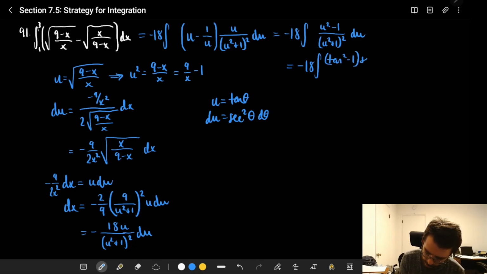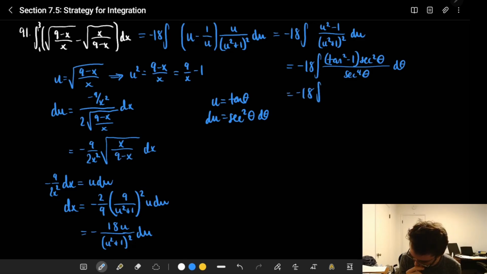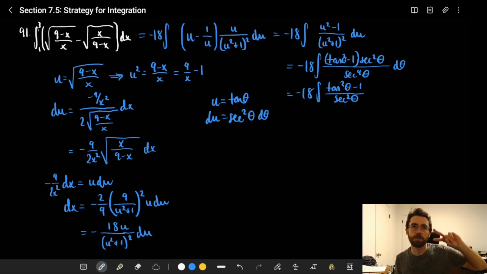But you have a secant squared tacked on, so maybe that'll help from here. U squared plus 1 is tan squared plus 1, which is secant squared, and then you square it, so it's secant to the 4th. So some of the secants cancel. You get tan squared minus 1 over secant squared. I always forget to write my thetas, I apologize. That might be doable. What's tan squared over secant squared? Sine squared over cosine squared.